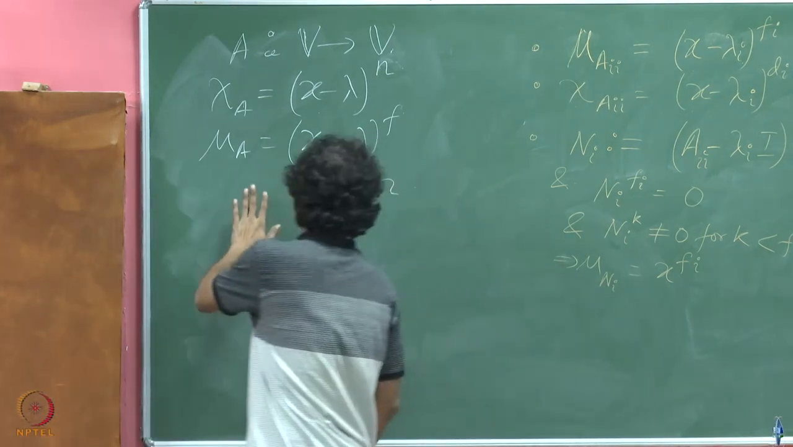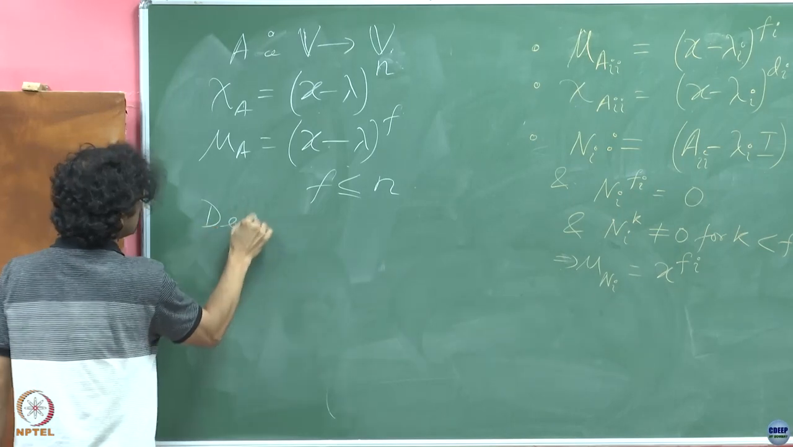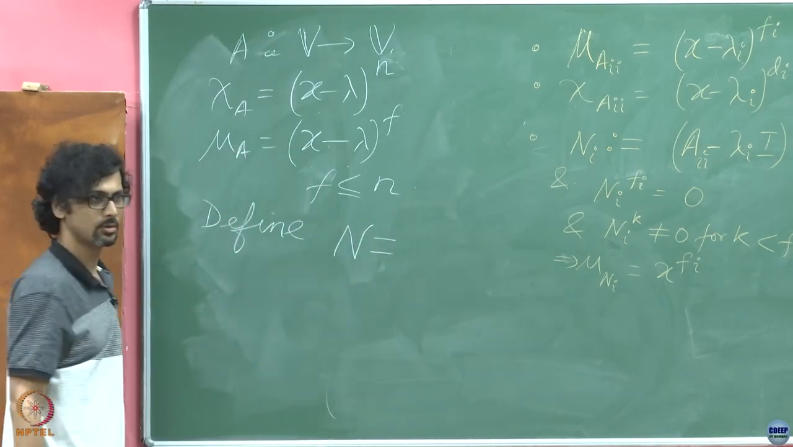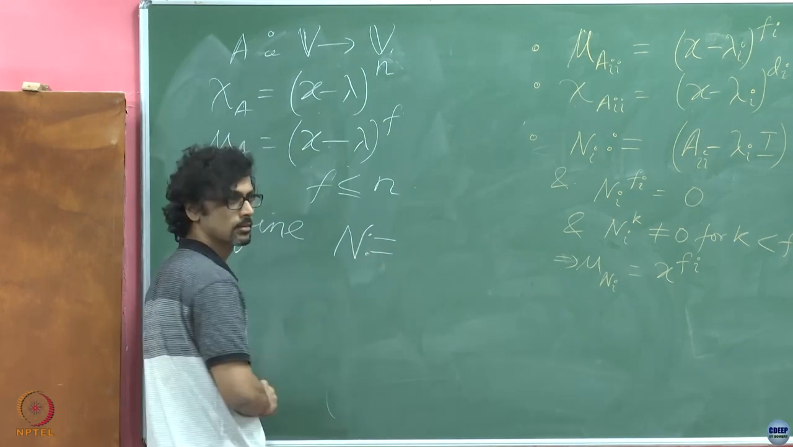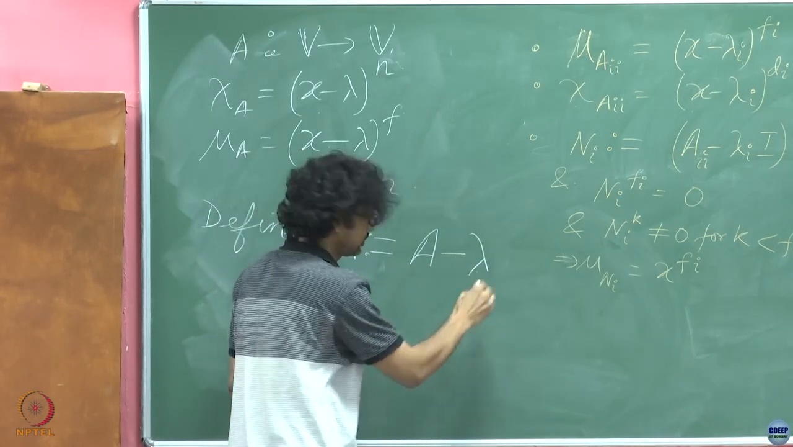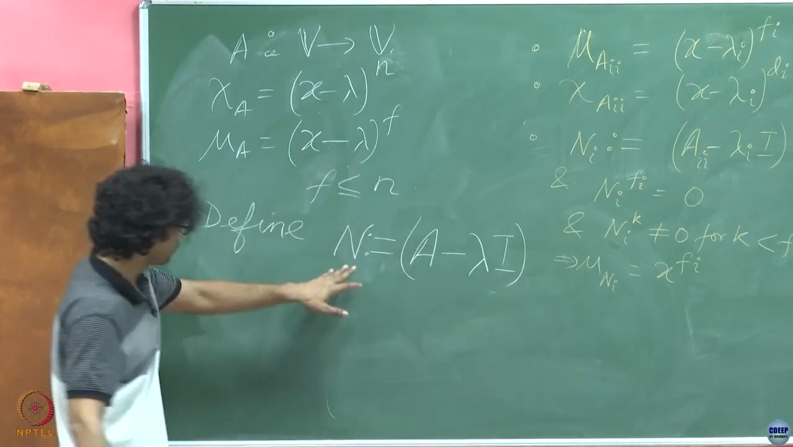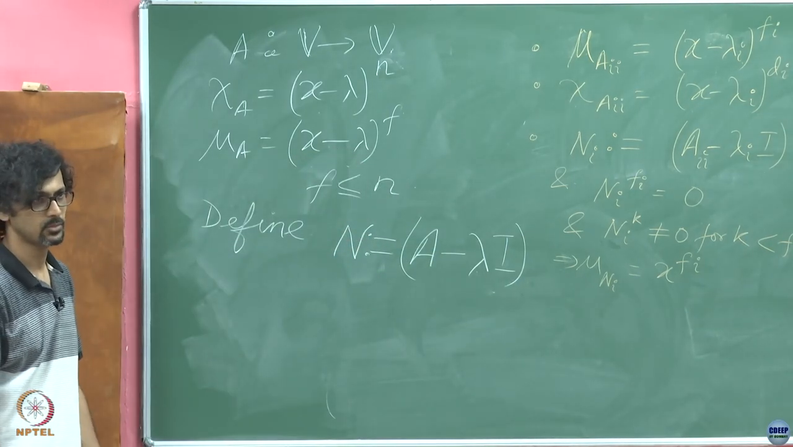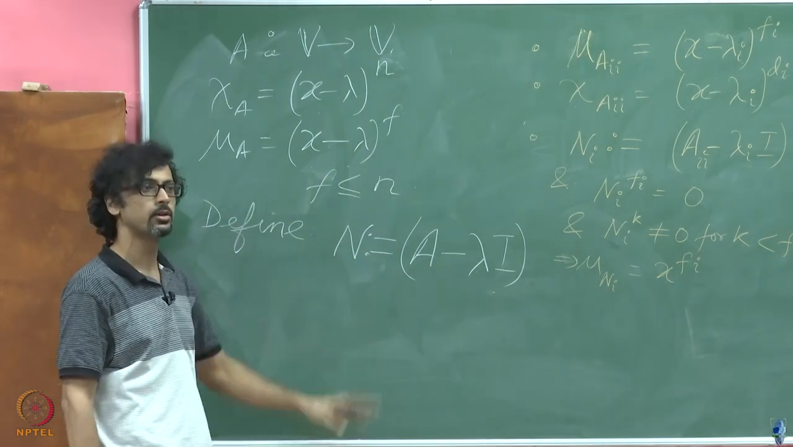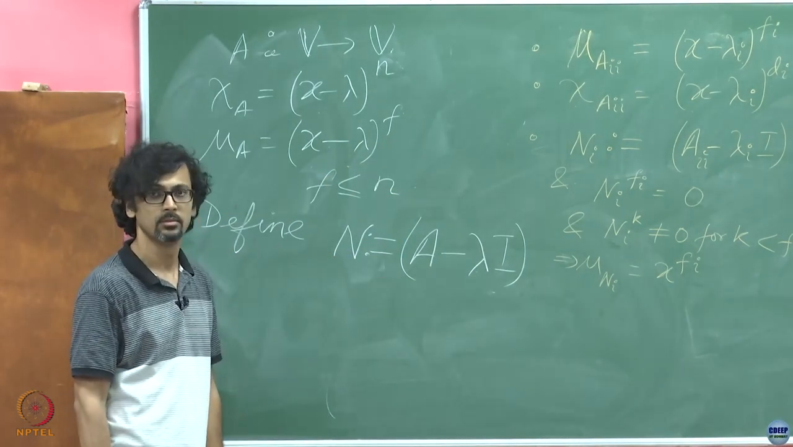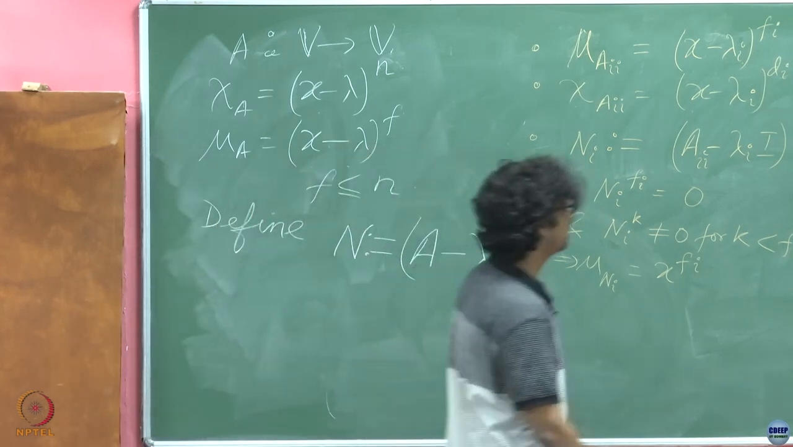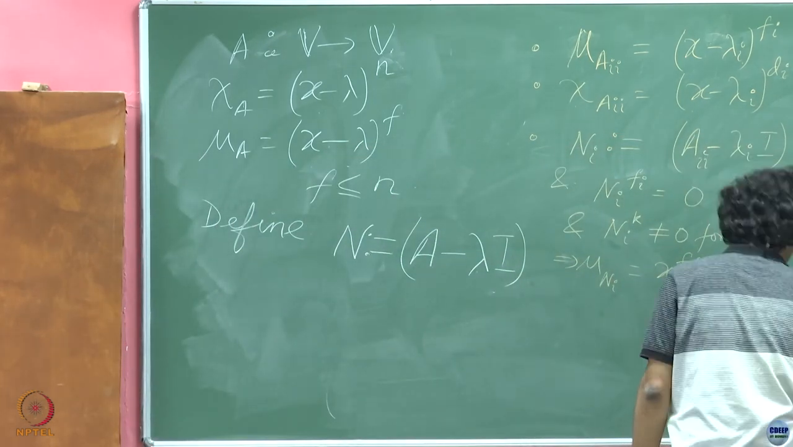Okay. So with this in mind, define N is equal to, what do you think N is? A minus lambda I. Yeah. So surely this is nilpotent, right? In fact, when you raise it to the power f, it becomes just a zero operator, right? And all its eigenvalues must be zero, right? Just as A has all its eigenvalues at lambda, N has all its eigenvalues at zero. So with this setting, here is the statement of Jordan canonical form.